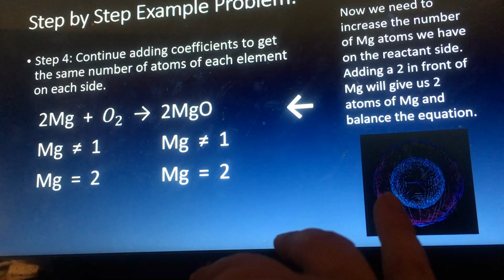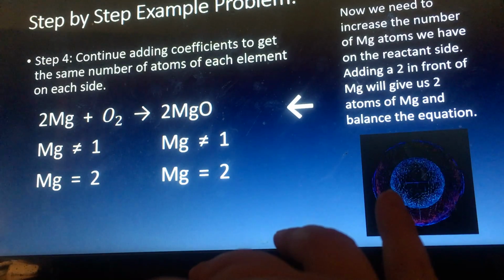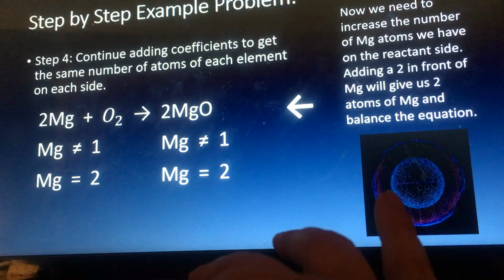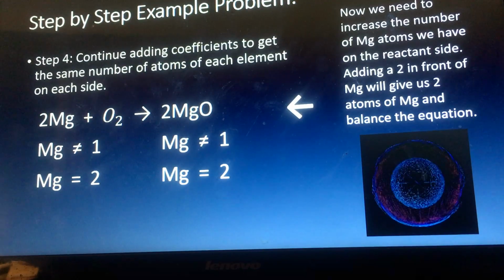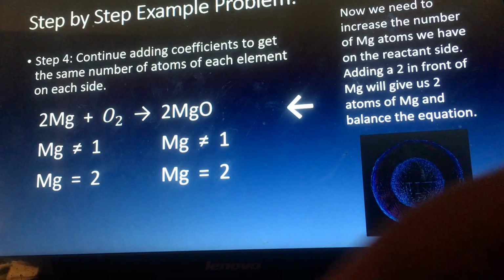Now, we need to increase the number of magnesium atoms so we have the same as we have on the reactant side. Adding a 2 in front of the magnesium will give us 2 atoms of magnesium and balance the equation.